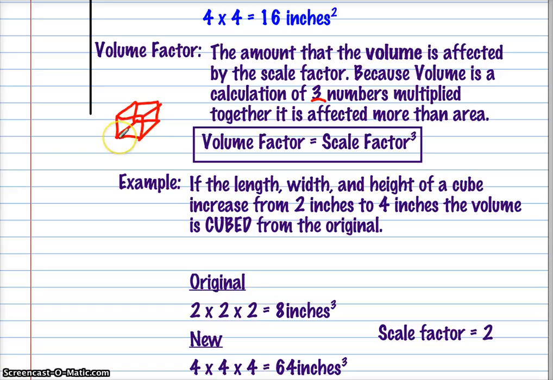So I affect the length, I affect the width, and I affect the depth, or the height, as people call it. If I had a cube with lengths of 2, 2, and 2, it had a volume of 8 inches. If I doubled the length, the width, and the height to 4, 4, 4, you would think the volume would double, but no. If I did 8 times 8, I'd get 64.